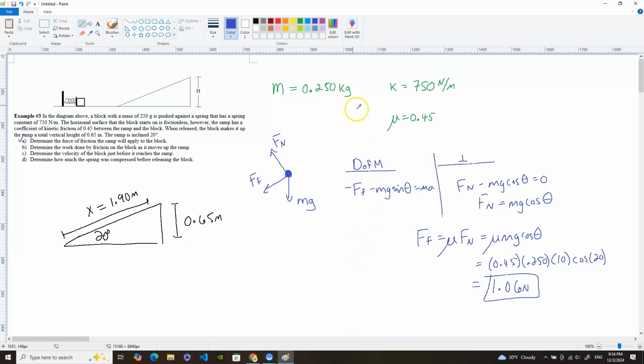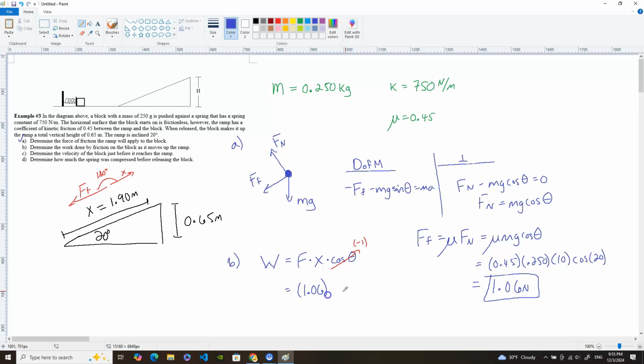Determine the work done by friction on the block as it moves up the ramp. So this is B. Work from friction is Fx cosine theta. Now, this is where we get into the weird situation. The force of friction is down the ramp and x is up the ramp this way. So it's 180 degrees, and the cosine of 180 degrees will be a negative 1. So the work done by friction is negative. That's effectively what it's telling me.